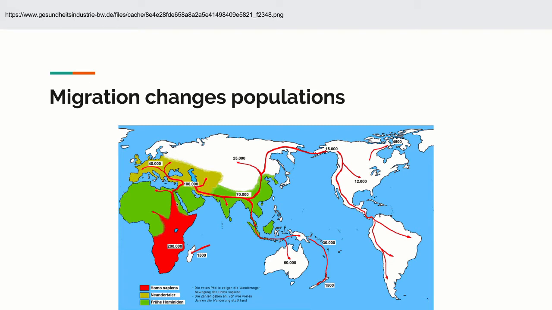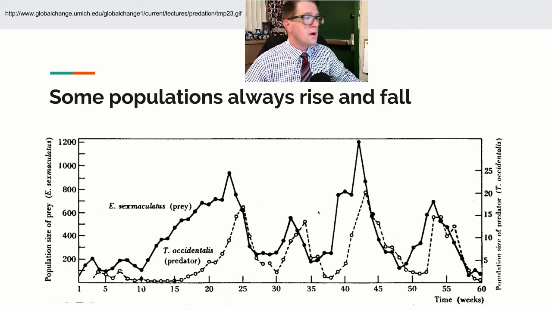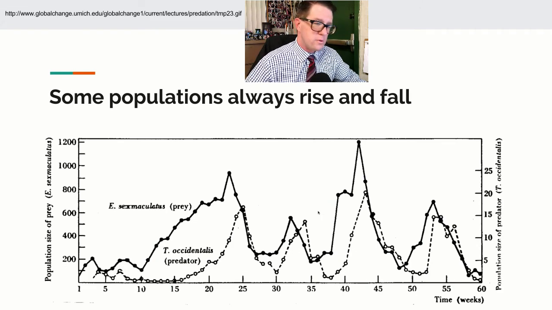Humans are indigenous to Eurasia and Africa. They aren't naturally found in Australia. They're not naturally found in the Americas. So if you live in Australia or you live in the Americas, you're a migrant. No matter how you wish to view it, if you look back far enough, we're all migrants. And it has changed a lot of what goes on in the world. Some populations rise and fall, and they will always do this.